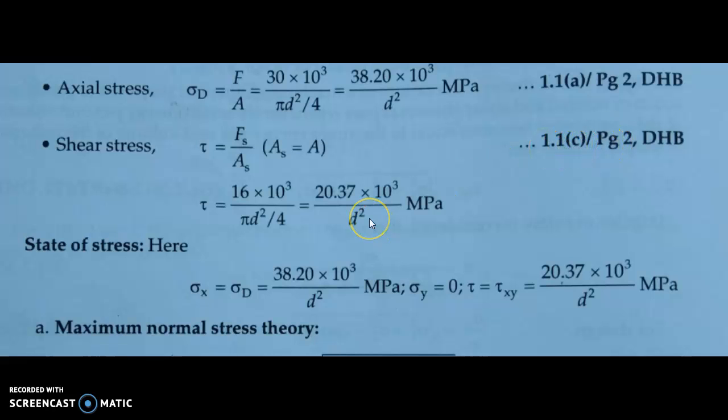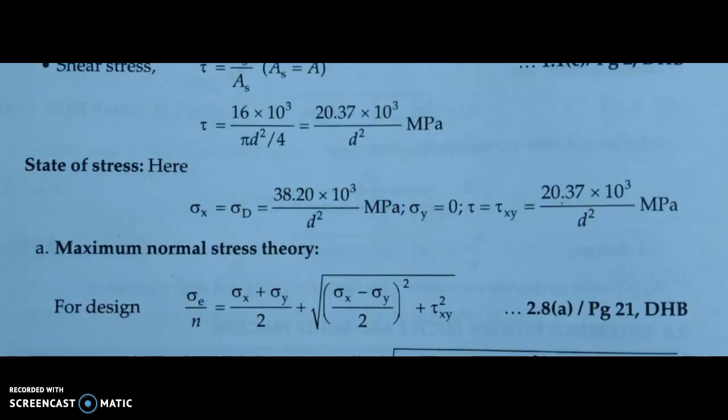Then in the failure theory equations we use sigma x, sigma y and tau xy. So we have to convert our given parameters into these terms, or we should identify what the given data are in terms of theories of failure. So sigma x, here sigma x and sigma y are required, but identify sigma x is equal to sigma d, that is given, or we calculated that value.